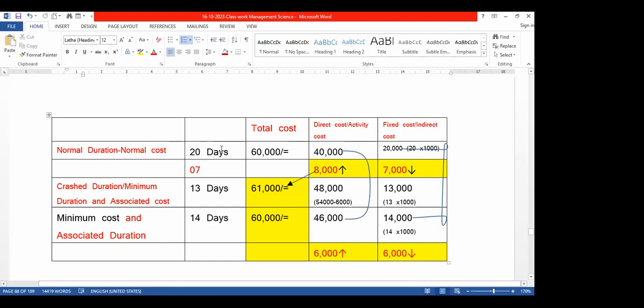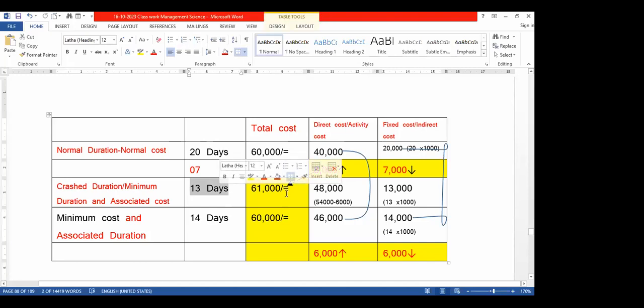Then from the normal days, we have reduced to the crash duration or minimum duration and associated cost, that is 13 days. It's become 61,000. How has it become 61,000? This is 48,000, 54, the adjustment 6, 48. The cost will increase by 8,000. This 8,000 increase, that's why it's 48,000.